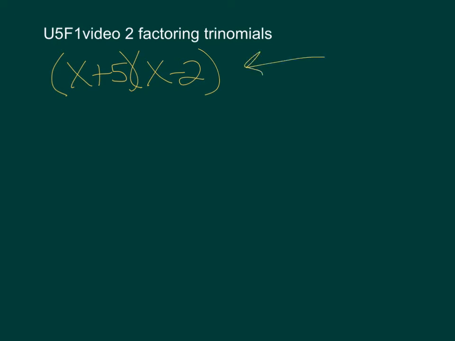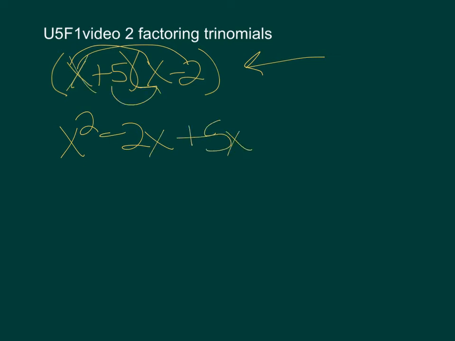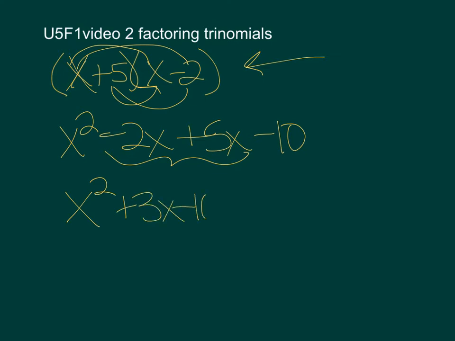Now we've done problems like this before, where we had to distribute: x times x is x squared, and then x times negative 2 is negative 2x. And then we did the 5 times x is 5x, and then the 5 times negative 2 is negative 10. And the middle two combined, so we got x squared plus 3x minus 10.